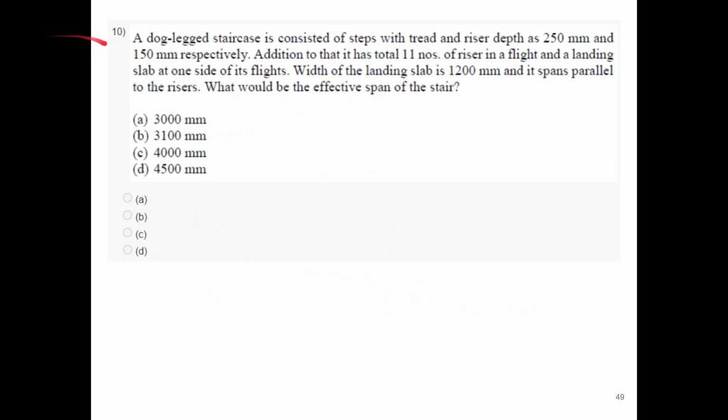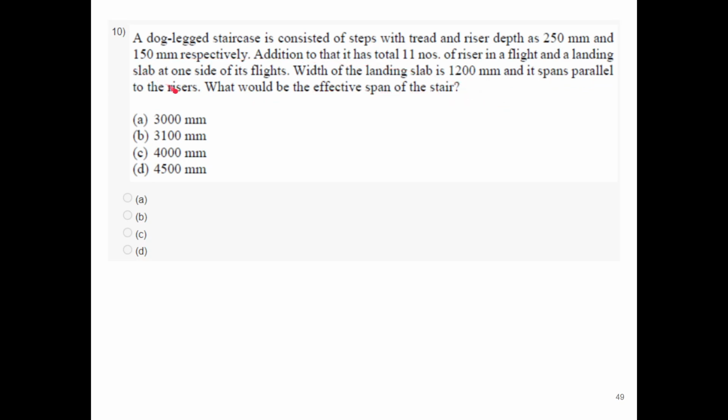Next, last question. Question number 10. A dog-legged staircase consists of steps with tread and riser depth as 250 millimeter and 150 millimeter respectively. In addition to that, it has a total of 11 risers in a flight and a landing slab at one side of its flights. Width of the landing slab is 1200 millimeter and it spans parallel to the risers. What would be the effective span of the stair?